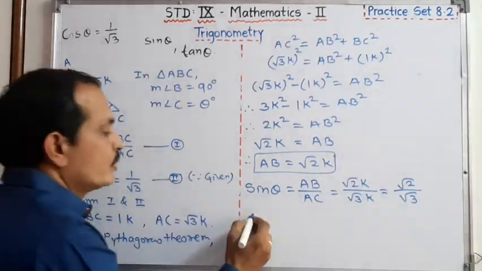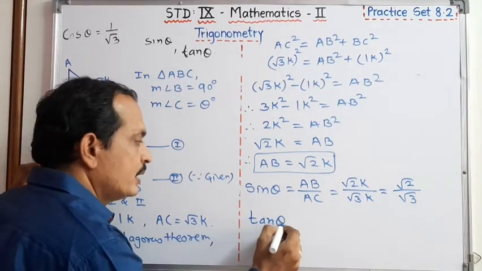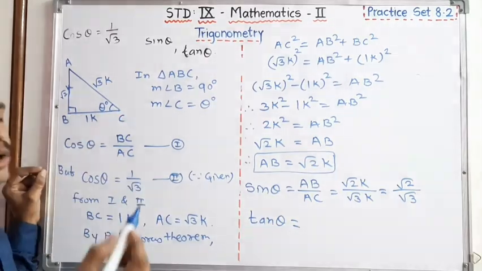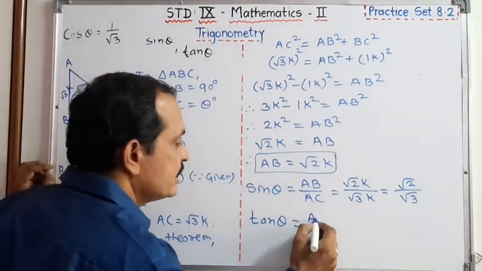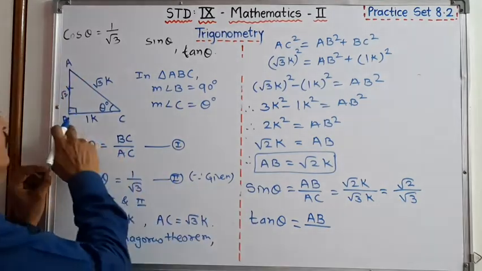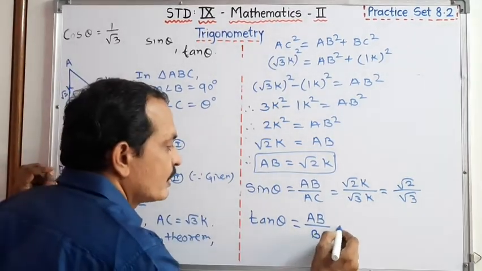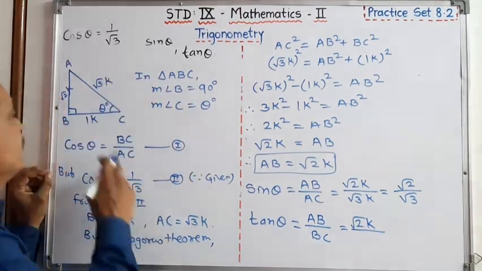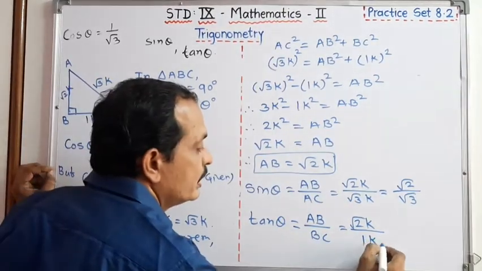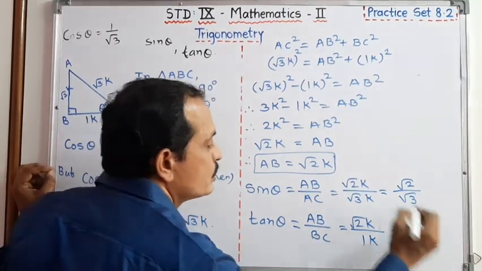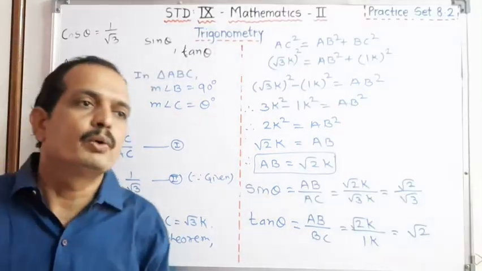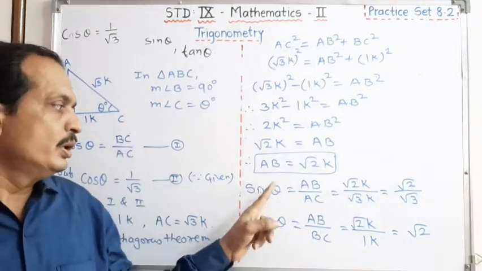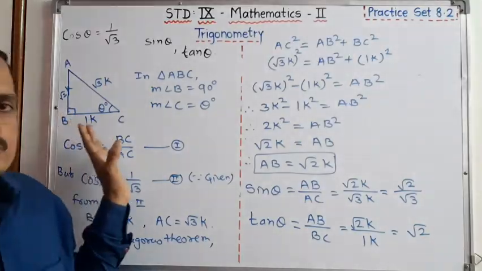Now we have to find out the tan theta. Tan theta is equal to, tan means opposite upon adjacent. Opposite means AB and adjacent means BC. AB is root 2K and BC is 1K. K K get cancelled, dear student, it is root 2. Now see dear student, by using this we can find out any trigonometric ratios.